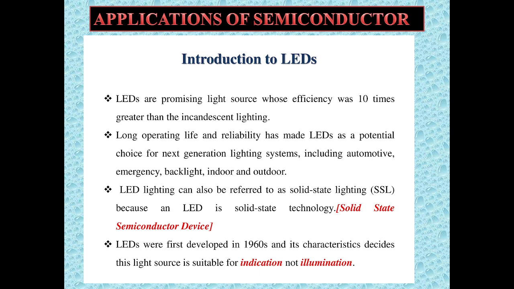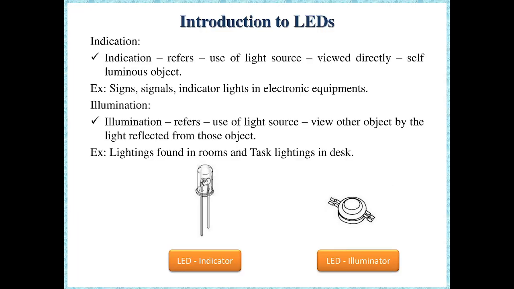It was first developed in 1960 and its characteristics decide the light source is suitable for indication and illumination. Indication refers to the use of the light source viewed directly, a self-luminous object, for example signs, signals, indicators, lights, and electronic equipment. Illumination refers to the use of a light source to view other objects by the light reflected from those objects, like lighting found in rooms and task lighting on a desk. This is the diagram which explains the LED illuminator and LED indicator.